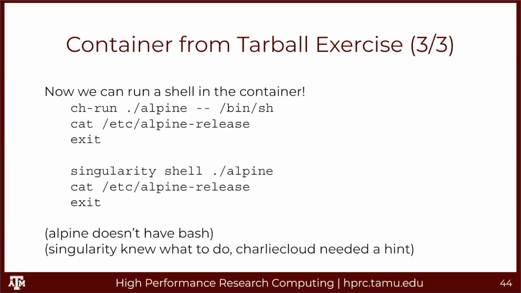And you can see that the one hiccup is because Alpine doesn't have bash, when you do ch-run, you have to pick /bin/sh manually as a shell that's actually present in there. But with Singularity, you don't have to manually pick it. The Singularity shell was able to figure out what to do. So that's the only difference here. And that only even matters because Alpine is so small that it doesn't even have bash. So sad.